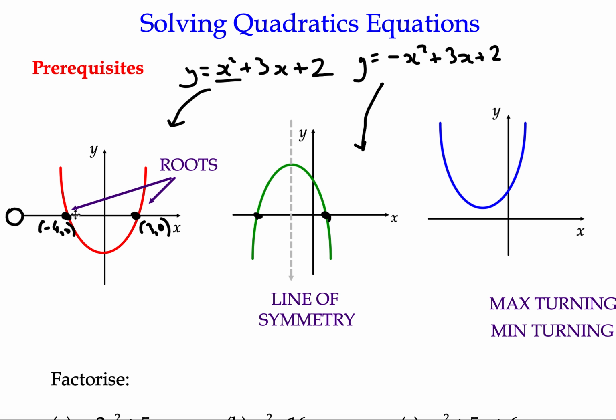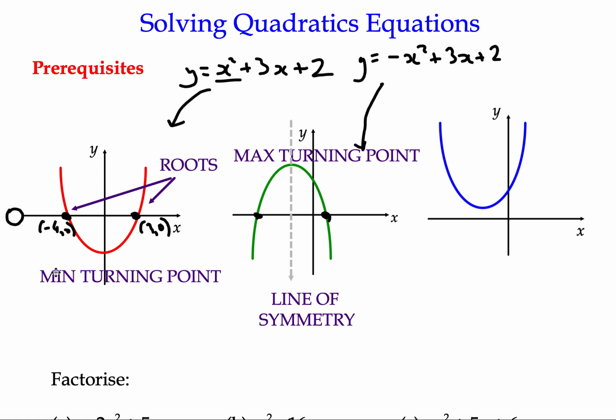A couple of other things, of course, you've got things like this idea of a maximum turning point. A maximum turning point is simply where it comes to a head. So it goes up there and it comes to the top, a maximum point, and then it turns and goes back down. The minimum turning point is the one over here, where it goes down to the minimum and then goes back up. So these are some of the other terms.